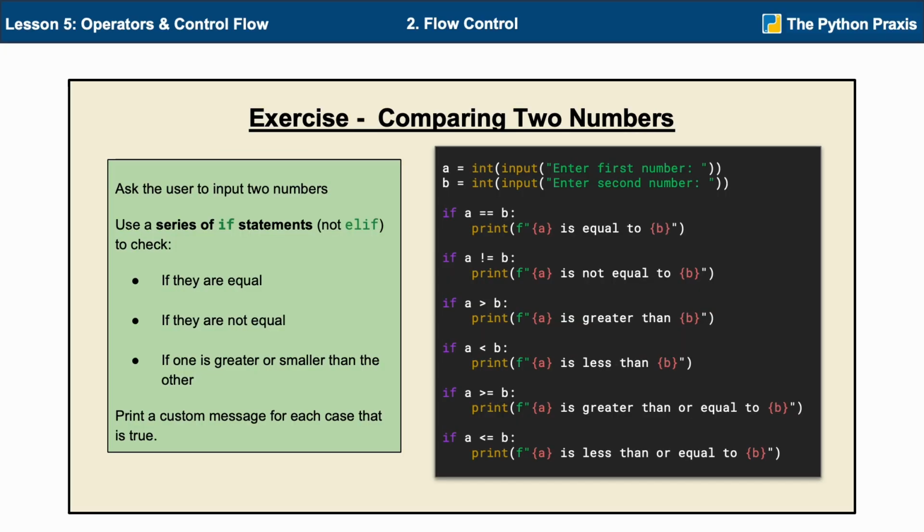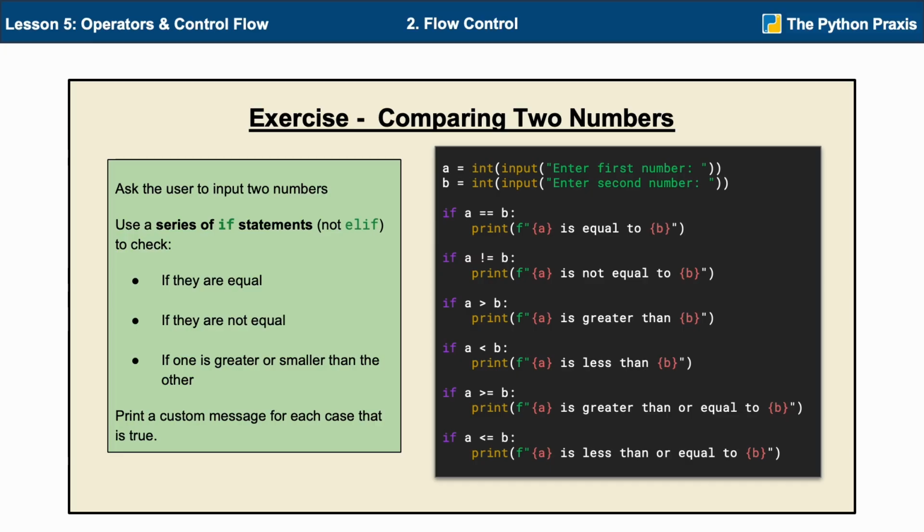In this exercise, we will write a program that compares two numbers. We ask from the user two numbers. Then, using a series of if statements, we check if they are equal or not equal, and if one is greater or smaller than the other. And after, it's conditioned to print a message for each case.